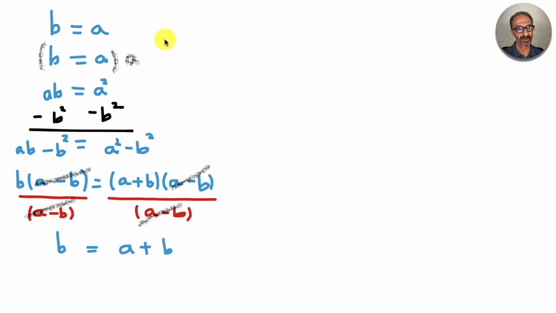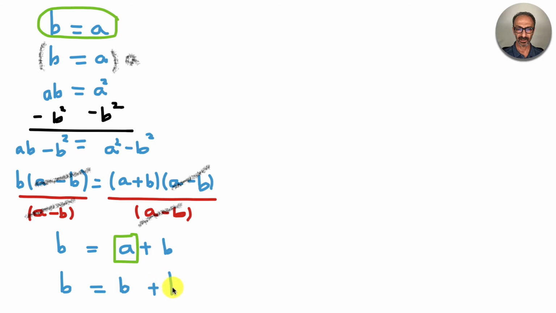Now, earlier we said it's given to me that b equals a, or we assumed that b equals a, and that's how we started. So I could go in now and replace this a with b, because a equals b. So I have b equals b plus b. And the first one came from the given information or condition.